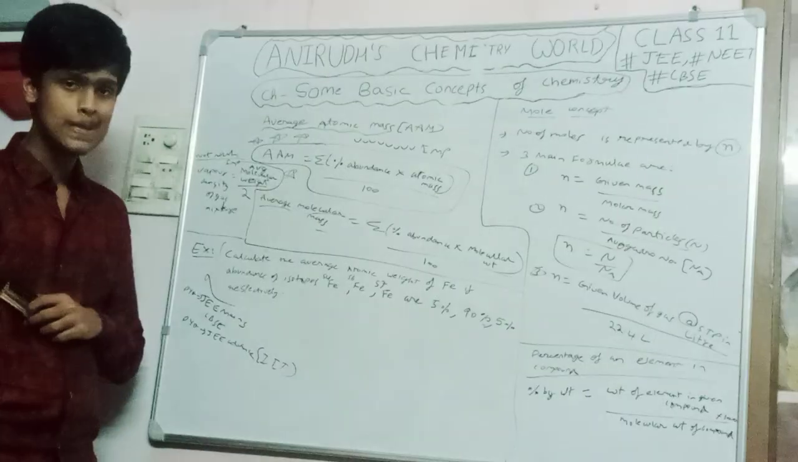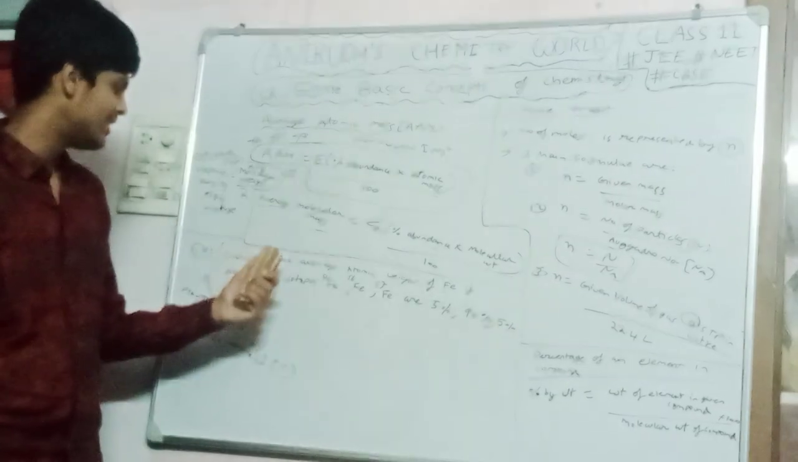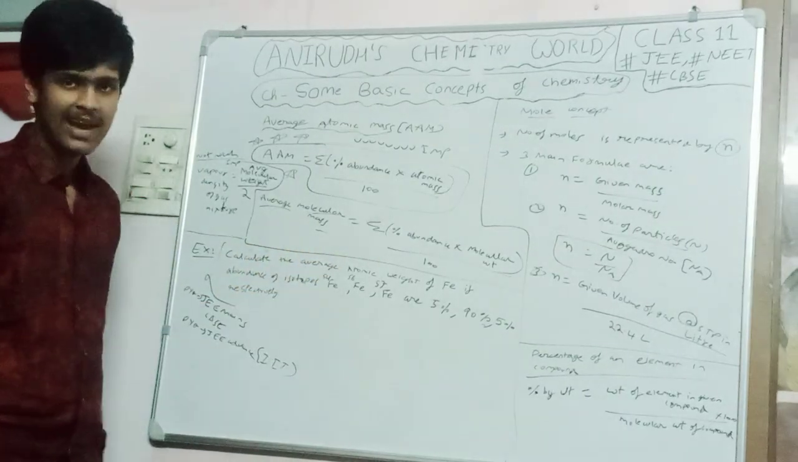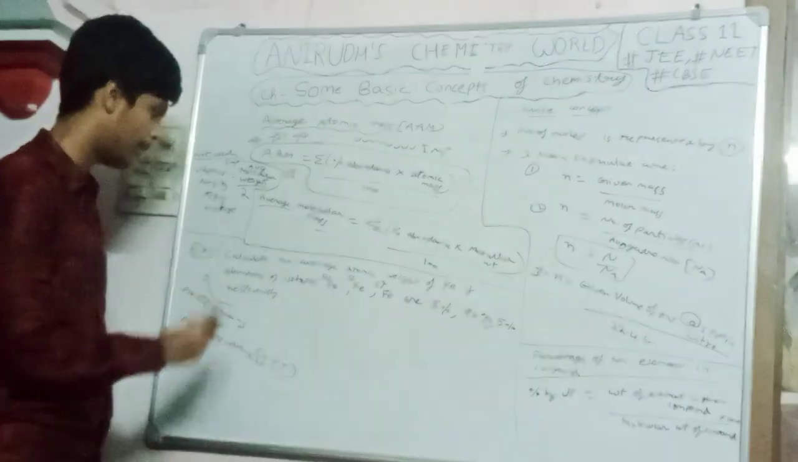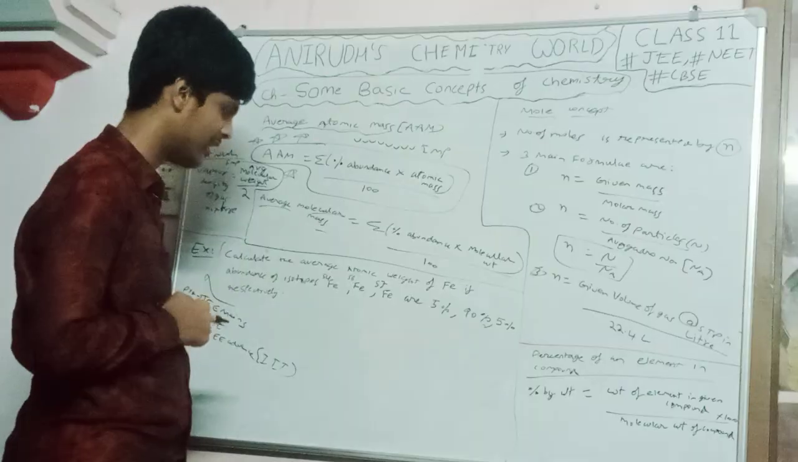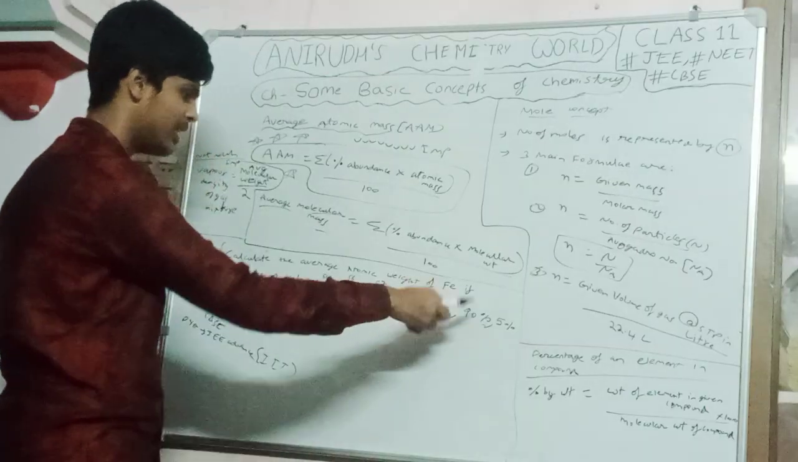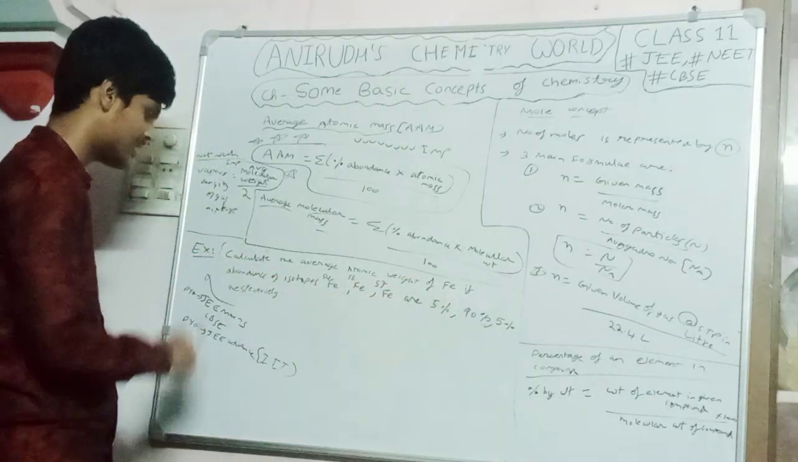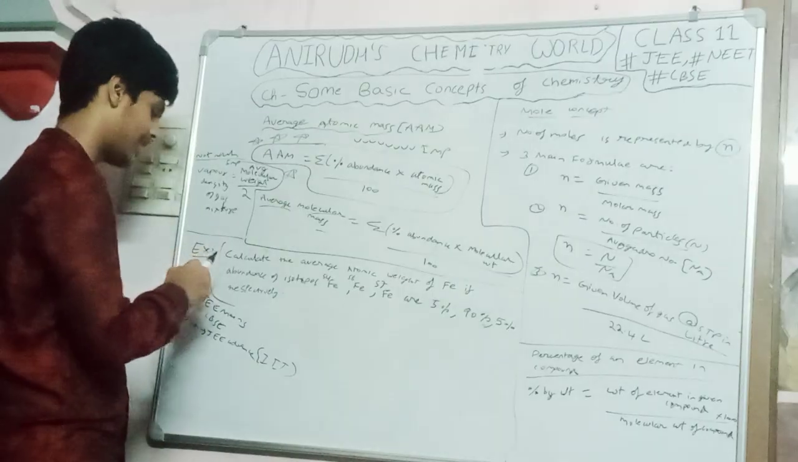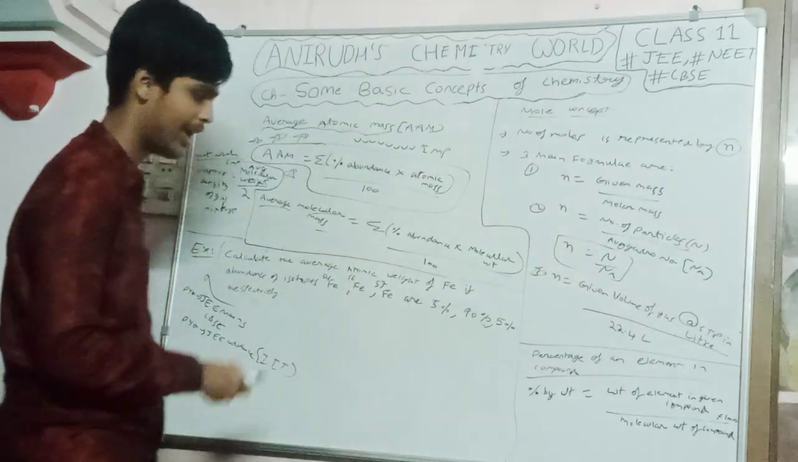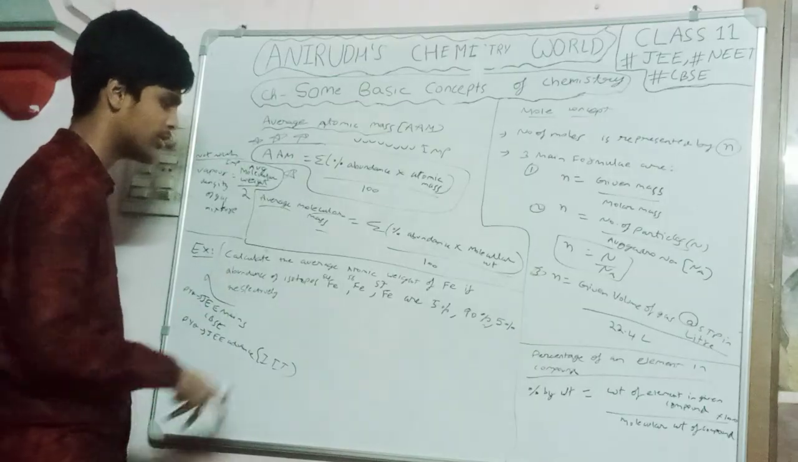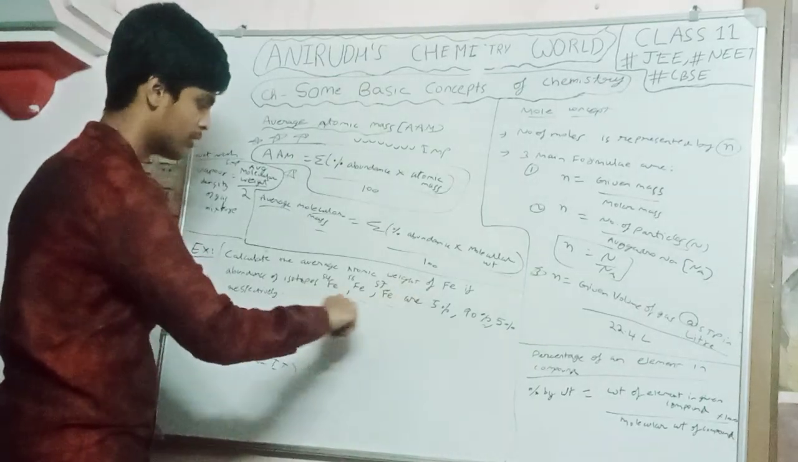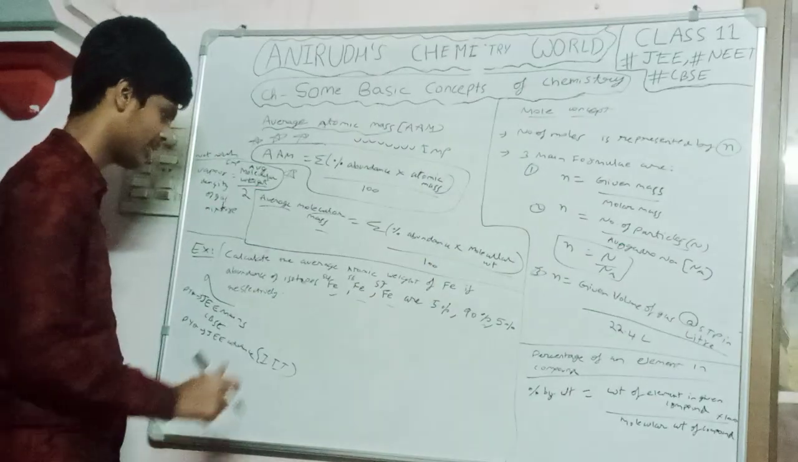Example. Calculate the average atomic weight, that is average atomic mass, of iron, if the abundances of the isotopes of iron are 5%, 90% and 5% respectively. Study this again. Calculate the average atomic mass of iron if the percentage abundance of the 3 isotopes is this much.